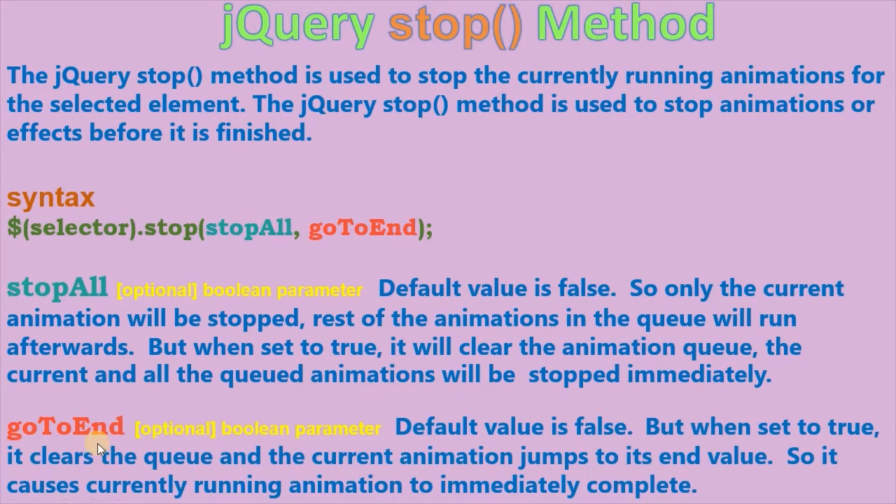goToEnd is an optional boolean parameter. Default value is false, but when set to true, it clears the queue and the current animation jumps to its end value. So it causes the currently running animation to immediately complete.